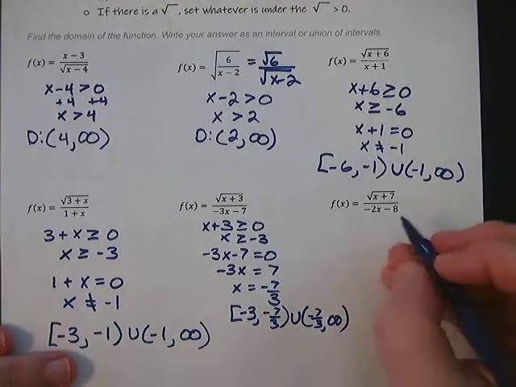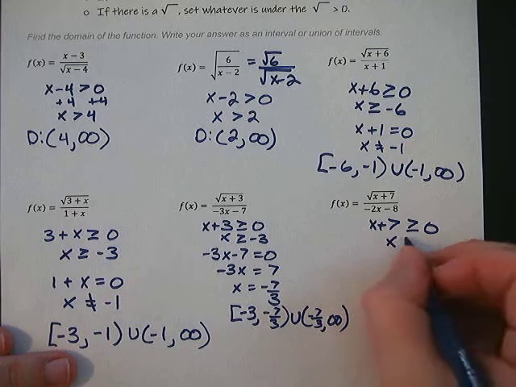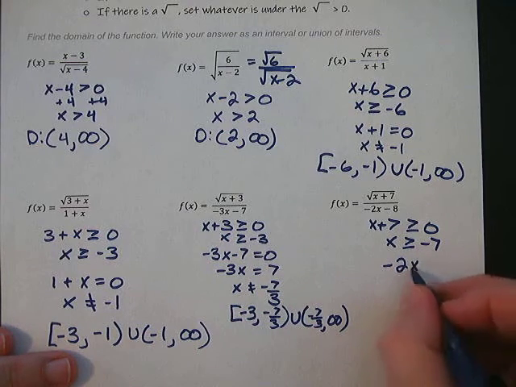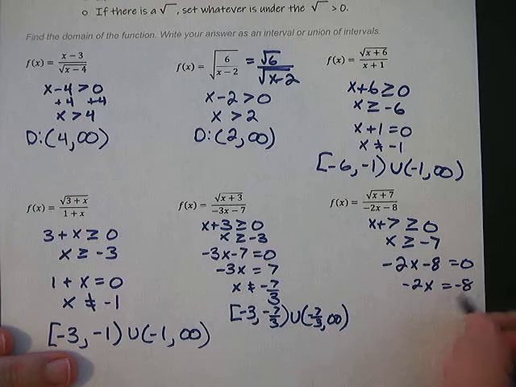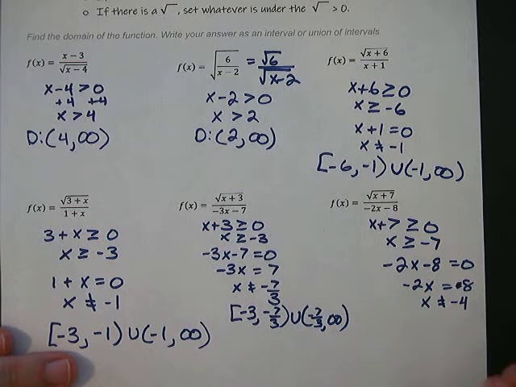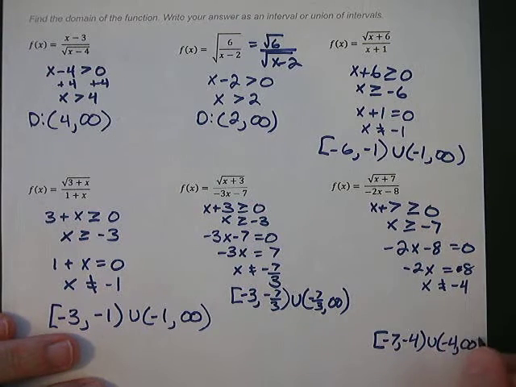Okay, and let's do one last one here. The square root's in the numerator, so we'll say x plus 7 is greater than or equal to 0. So x is greater than or equal to negative 7. And then we have negative 2x minus 8 equal to 0. Add the 8, so you get negative 2x equals 8. Divide by negative 2, and you get negative 4. So x cannot be equal to negative 4. So x is greater than or equal to negative 7, except you have to leave out negative 4. We'll start with a bracket and negative 7, comma, negative 4, parenthesis, union, negative 4 to infinity. And that's the domain.